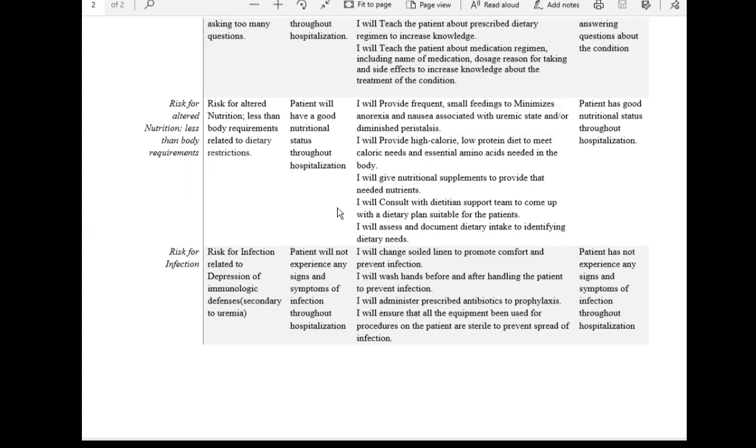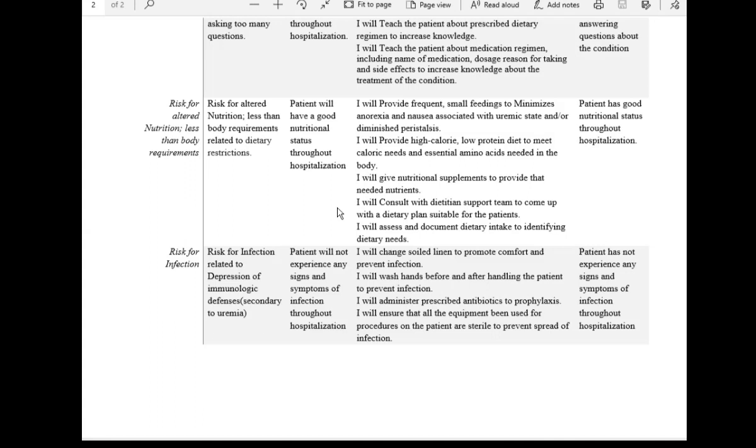Then here we had 5 points, and our last point is I will assess and document dietary intake to identify dietary needs. So here you have to assess and document the type of foods that the patient is eating, so that you can know what the patient actually needs, or the type of nutrients that the patient is lacking.